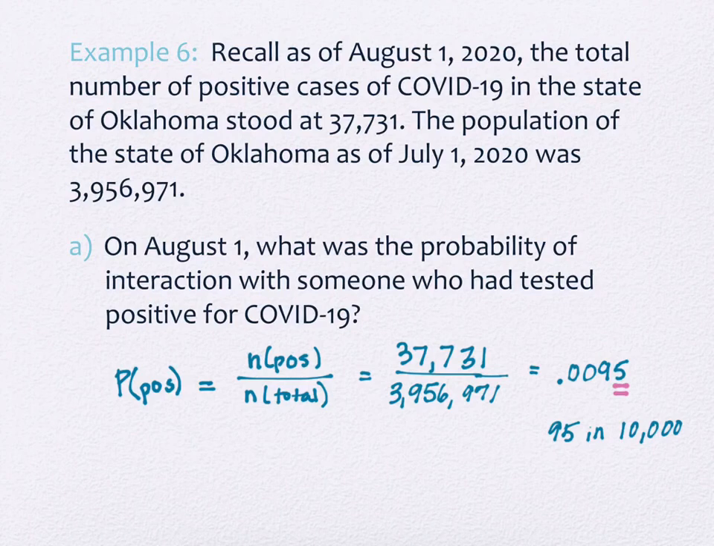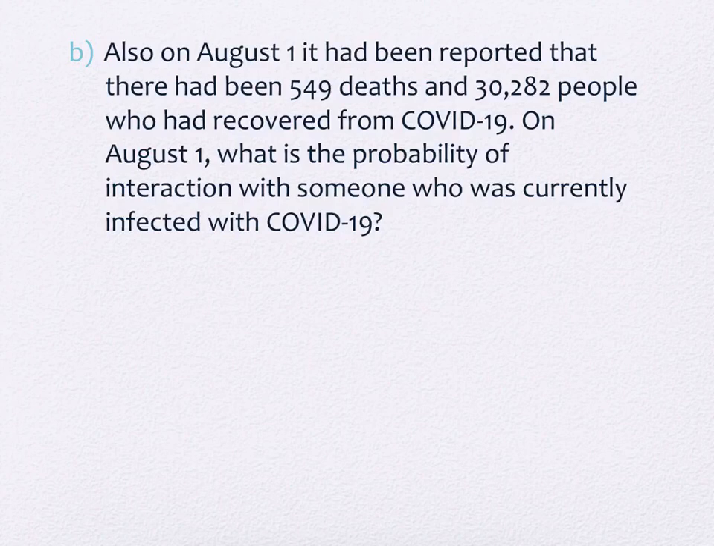So if you were in a room with 10,000 people, which would be crazy because you shouldn't be in a room with that many people anyway, right? Then roughly 95 of them in that room would have tested positive in the past. Not necessarily at that moment, but at some point in the past. Okay, one more question along with these. Also, on August 1st, it had been reported that there had been 549 deaths and 30,282 people who had recovered from COVID-19. On August 1st, what is the probability of interacting with someone who is currently infected with COVID-19?